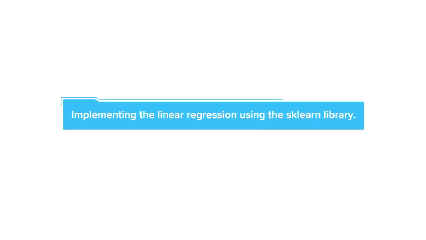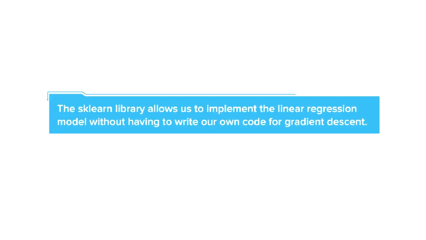Now we move on to the main part, which is the implementation of the linear regression. For implementing the linear regression, we will be using the Scikit-Learn library. This allows us to implement the linear regression model in a few lines of code rather than defining our own gradient descent.